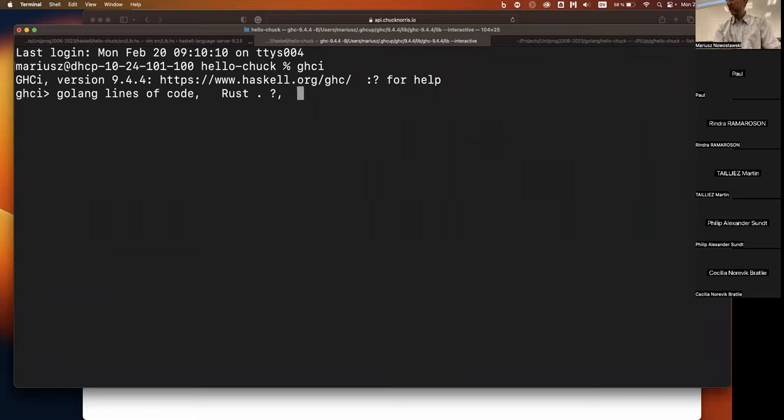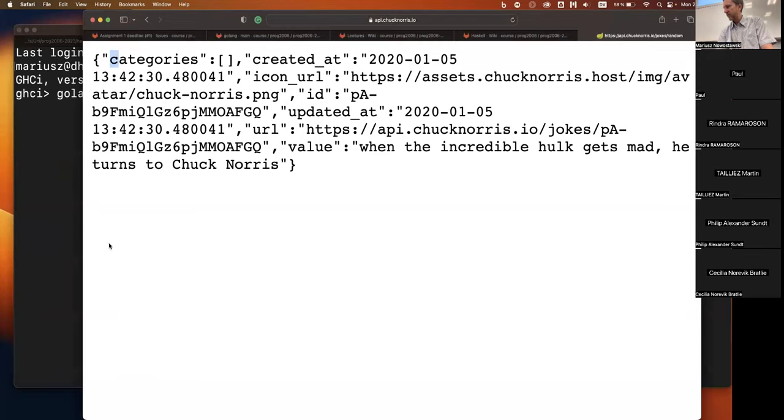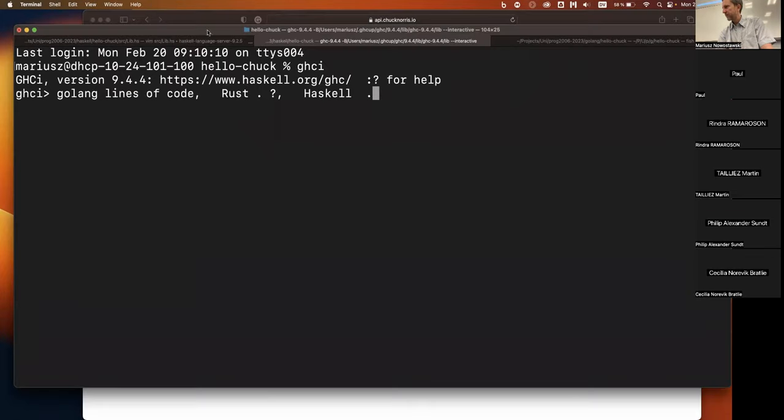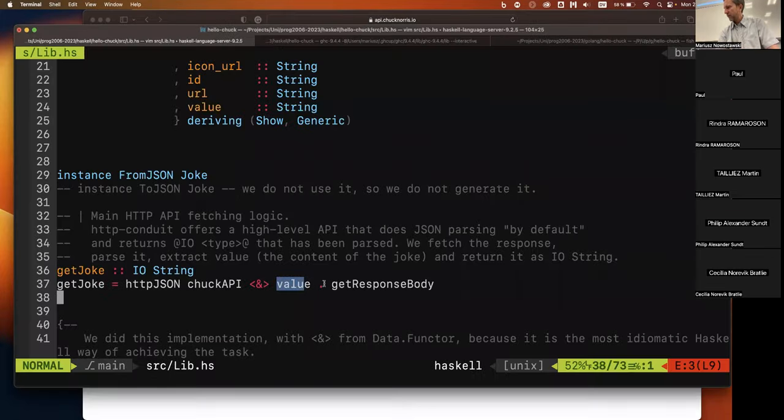And now in Haskell, we have everything these guys have. We have the lines of code. We have the dot. The dot is a different dot. The dot in Rust is like a space in Haskell, right?